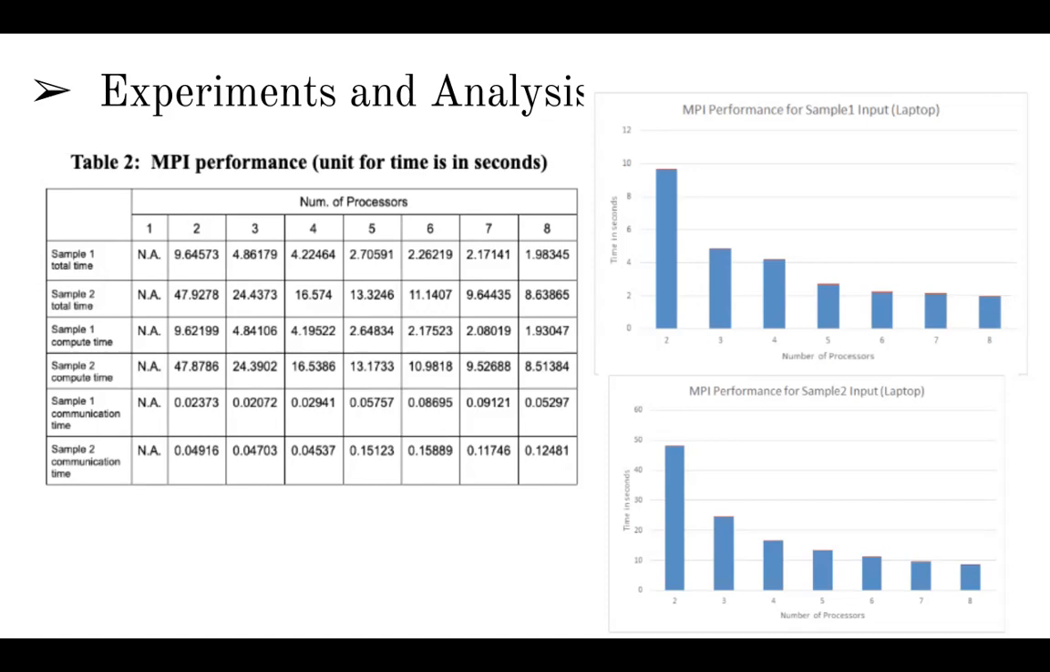Then the communication time is calculated by subtracting the computation time from the total time. And in the plot here, we can see the blue bars are for computation time, and the red bars, which are very small, but we can still see a little bit of red here, are for communication time.